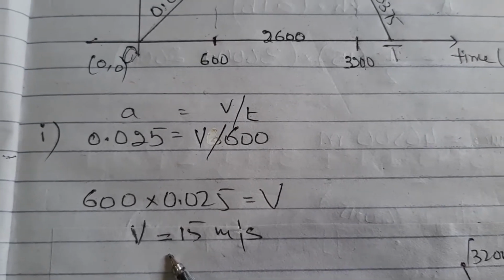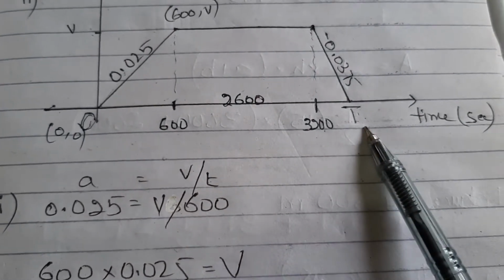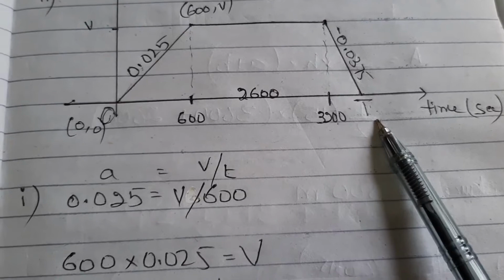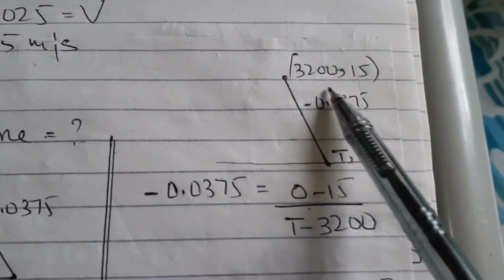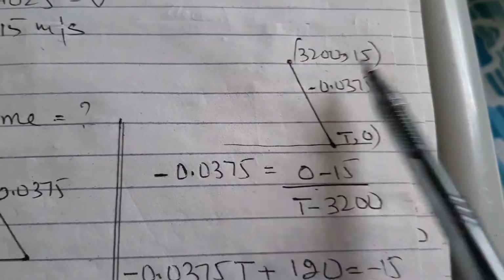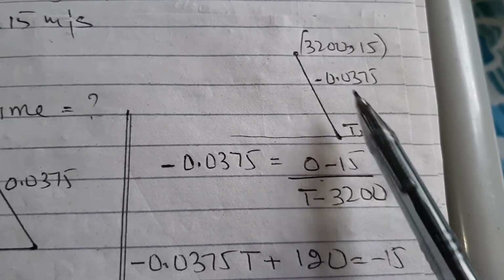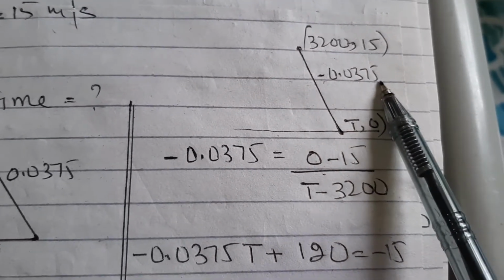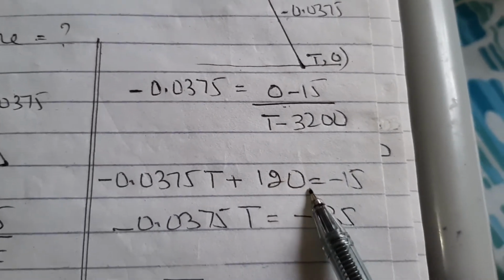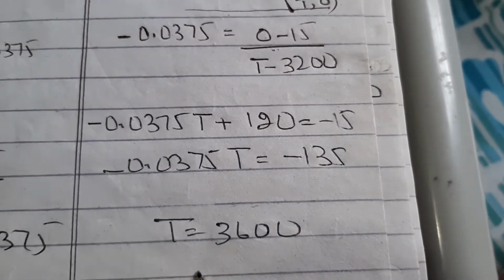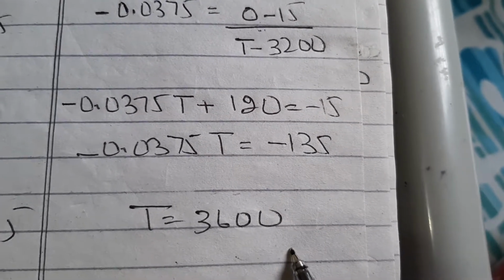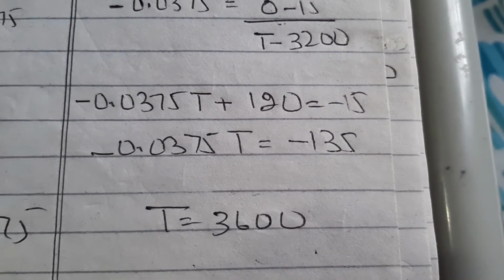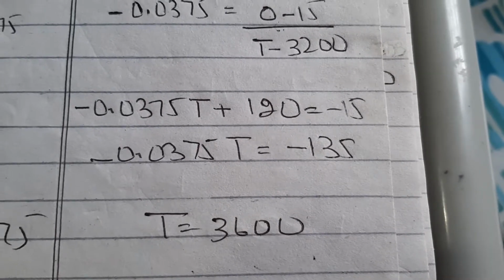So once I got 15, now this is very simple to get here. Okay, so let's see here. So this point is 3200, comma 15. This is t, comma 0, and this is minus 0.0375. So I'm applying gradient formula here, and simply I calculate t is equal to 3600. Right? So this is how you will find out the total time.